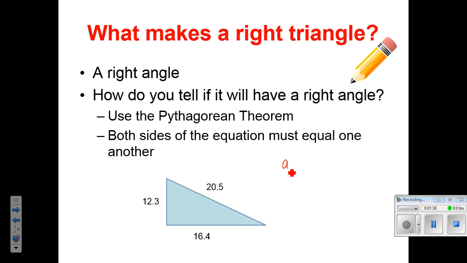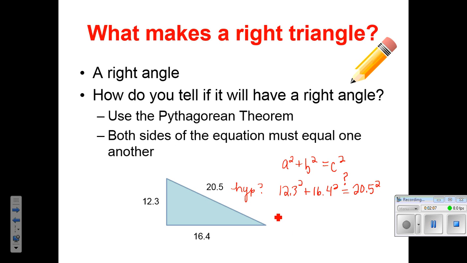So I'm going to use a squared plus b squared equals c squared, and I'm going to plug in my parts. So the legs are a and b, and this is the longest side, so I'm going to say it's the hypotenuse. If it's a right triangle, then it's the hypotenuse. So hopefully, if this all works out, this will be our hypotenuse. Okay, so then this will be 12.3 squared plus 16.4 squared equals 20.5 squared. Now, I don't know if this is going to work, so I'm going to put a question mark there because I'm going to see if it works.